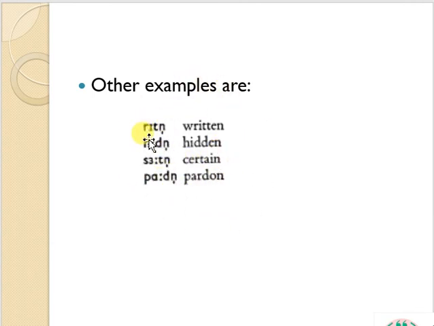So the original way that we can pronounce the word is written.